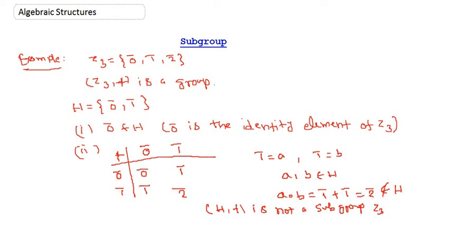That's the beauty of the property. We don't have to go through all the properties like associativity. We don't have to find the inverse of each and every element. From that property alone we can easily say that this does not form a subgroup.